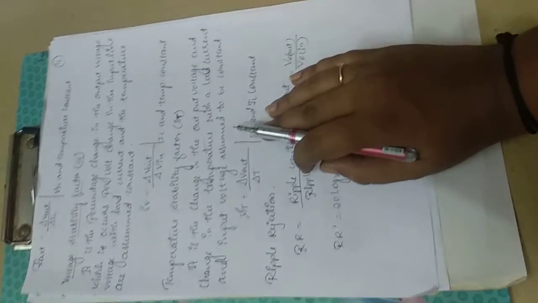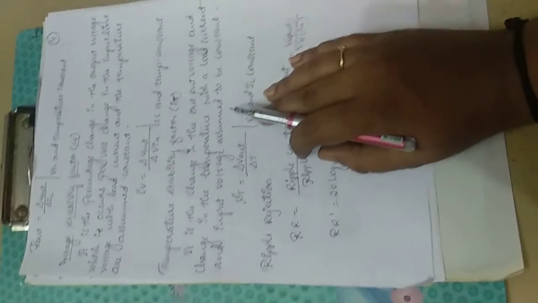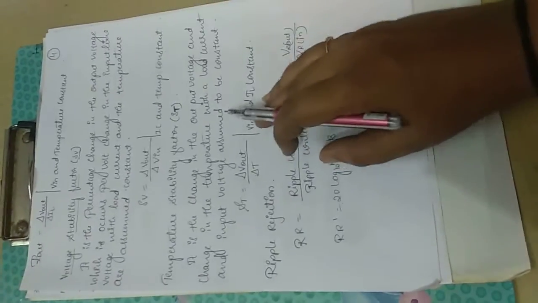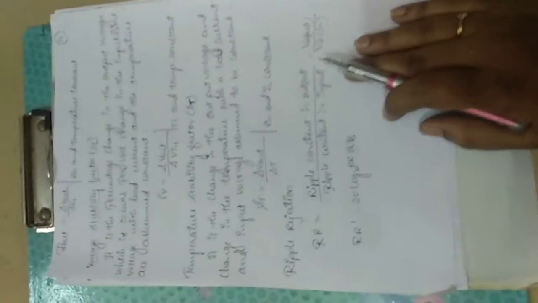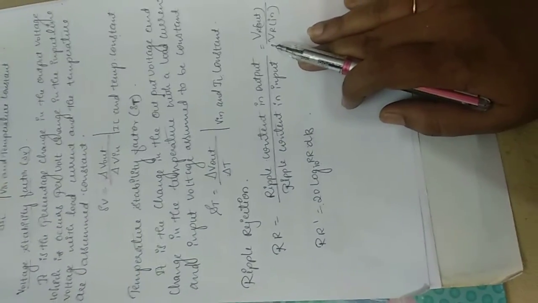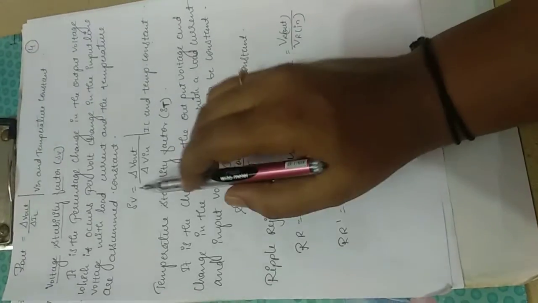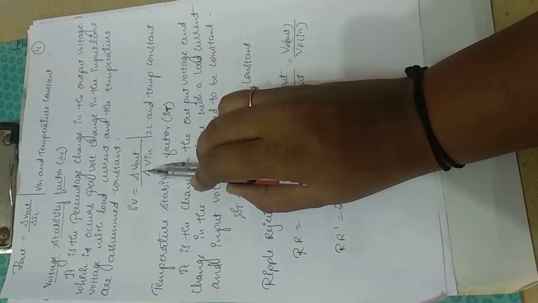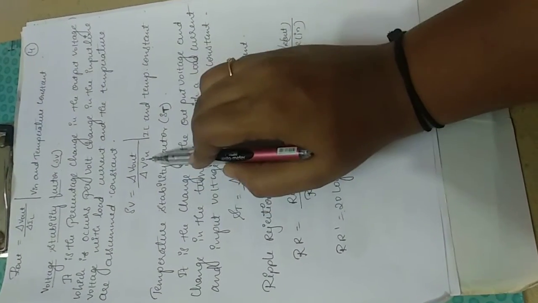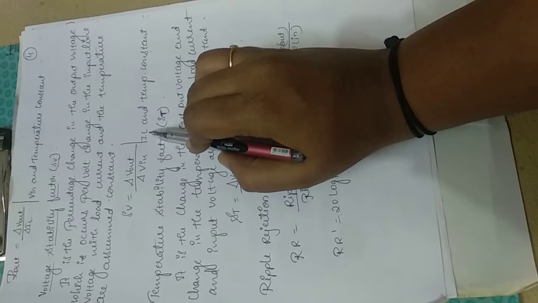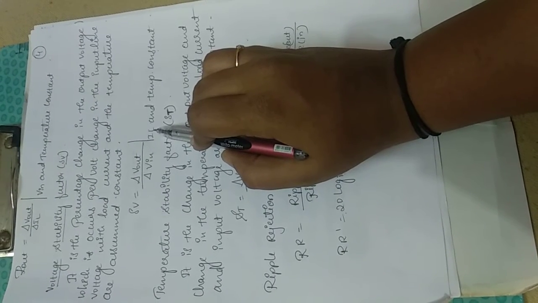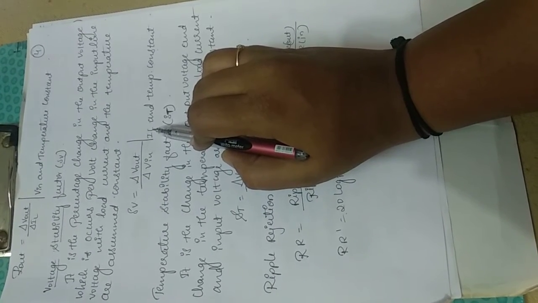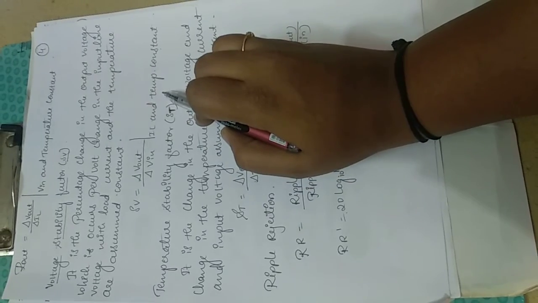Next is voltage stability factor. Stability is nothing but maintaining stability. It is defined as the change in the output voltage to the change in the input voltage, assuming the load current and the temperature constant.